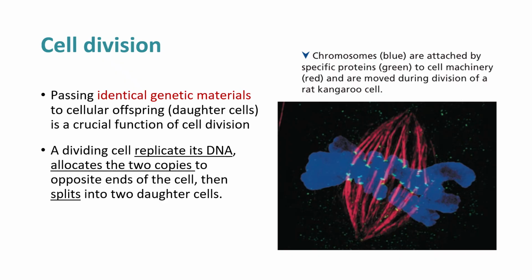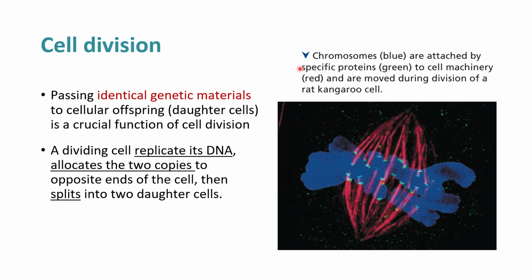One of the most important tasks during cell division is to pass identical genetic material to the cellular offspring, which we call daughter cells. It makes sense because an organism is defined by the genetic information it carries in its DNA. So if part of this information is missing during cell division, the daughter cells won't be able to carry out the same function as the parent cell.